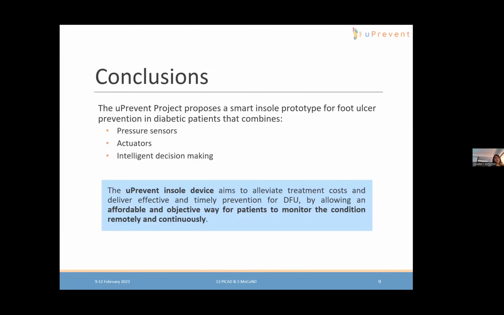In conclusion, the uPrevent project proposes a smart insole prototype for foot ulcer prevention in diabetic patients that combines pressure sensors, actuators, and intelligent decision-making. The uPrevent insole device aims to alleviate treatment costs and deliver effective and timely prevention for diabetic foot ulcers by allowing an affordable and objective way for patients to monitor their condition remotely and continuously.